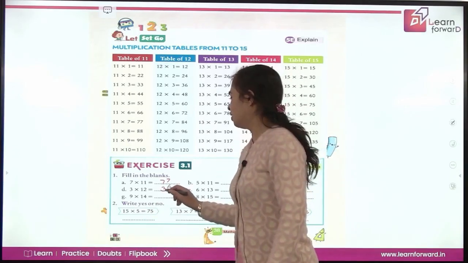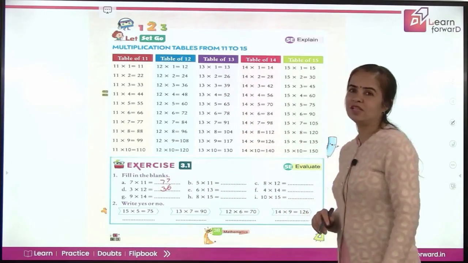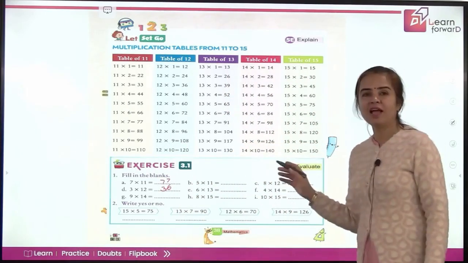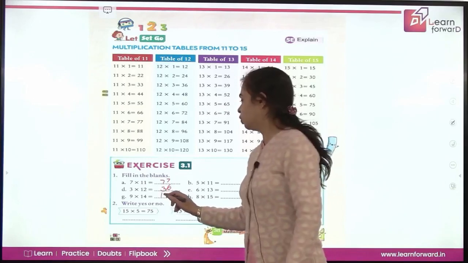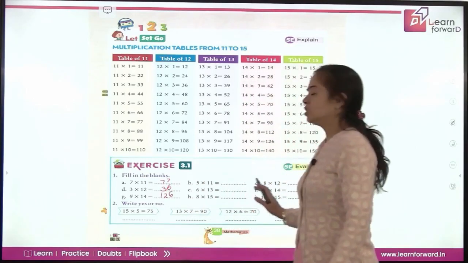Okay, for those who have learned, they have the answer right with them. How much is 14 times 9? Yes, this is 126. So, rest of these you can do yourselves.